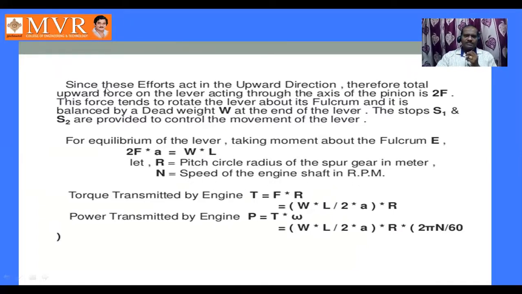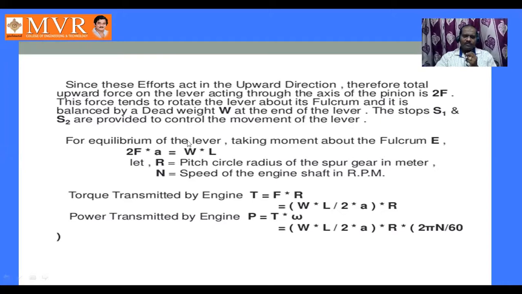Since these efforts act in the upward direction, the total upward force on the lever acting through the axis of the pinions is 2F. This force tends to rotate the lever about its fulcrum, and it is balanced by a dead weight W at the end of the lever. The stops S1 and S2 are provided to control the movement of the lever. As in the belt transmission system, the stops control the movement of the lever. As two forces are acting, the summation is 2F.